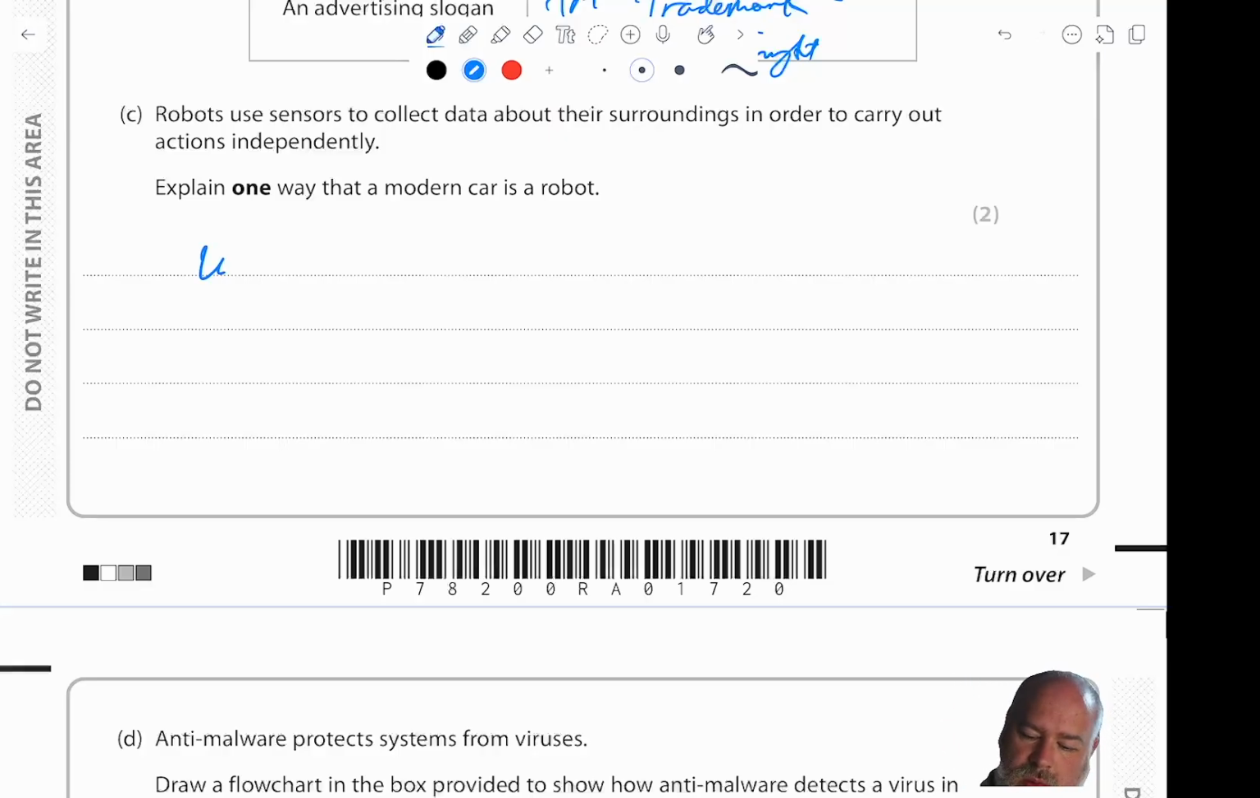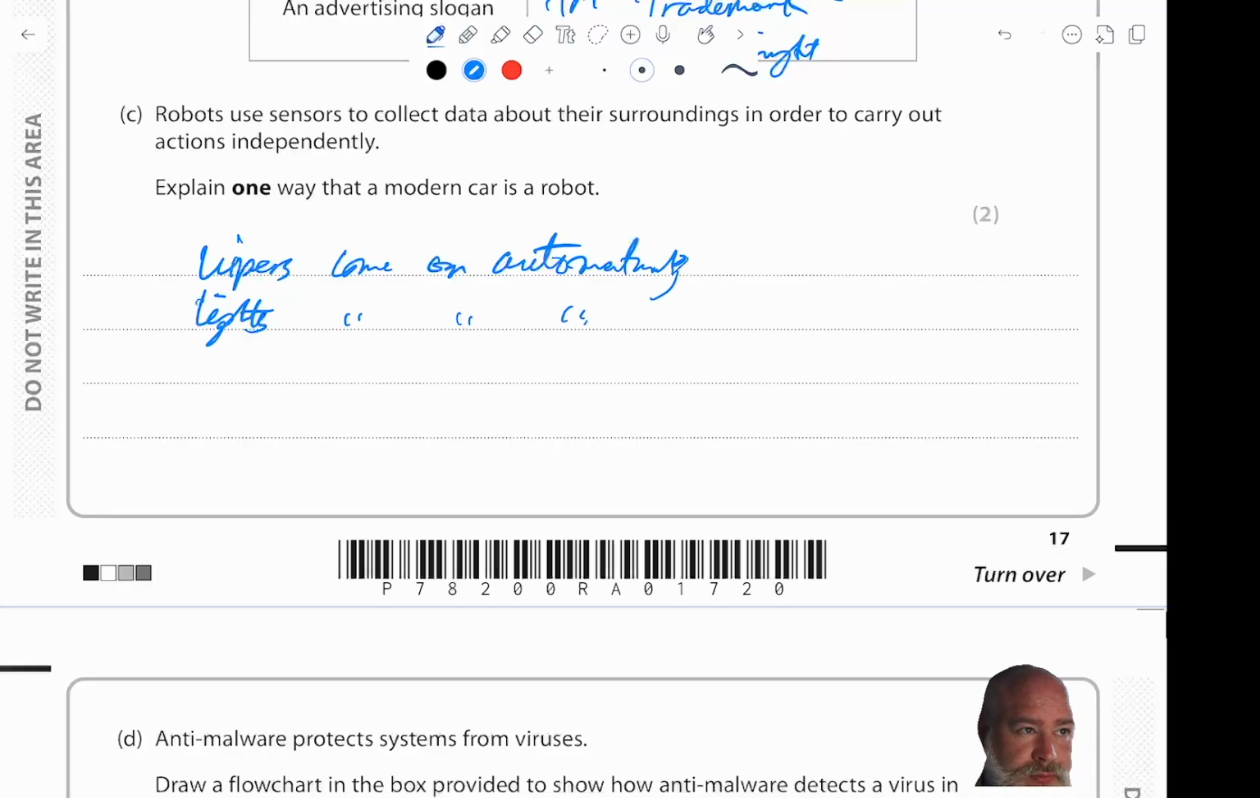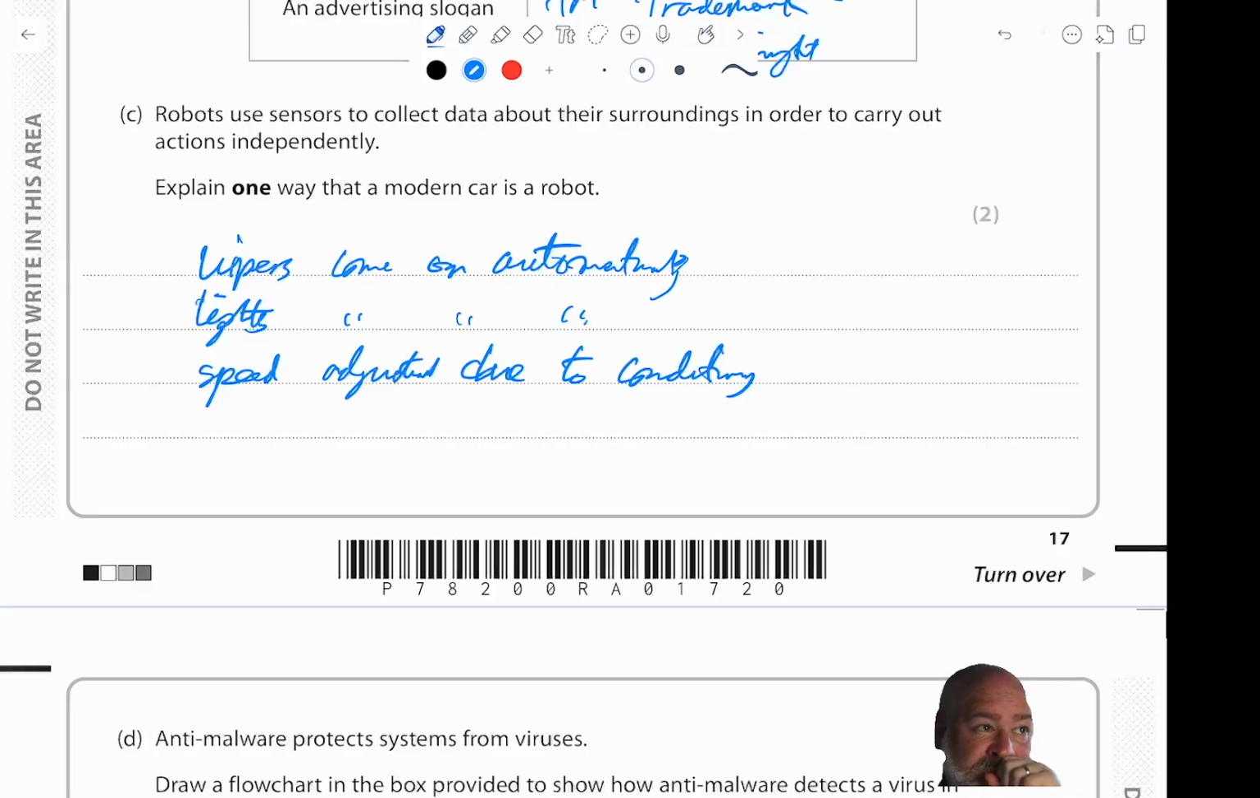But you can say wipers come on automatically. Lights come on automatically as well. They do in my car. Speed adjusted due to conditions. There might be to do with rain or obstacles, those kind of things. You could say temperature adjusted. Lots of things in there for 2 marks.